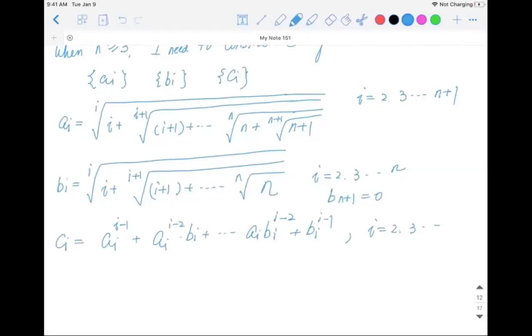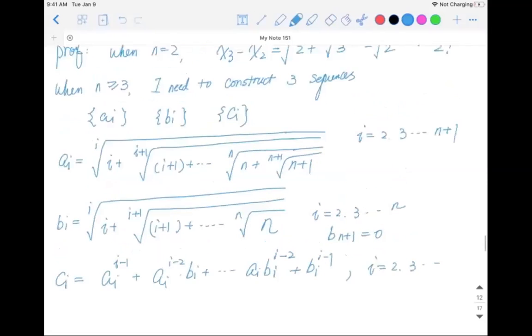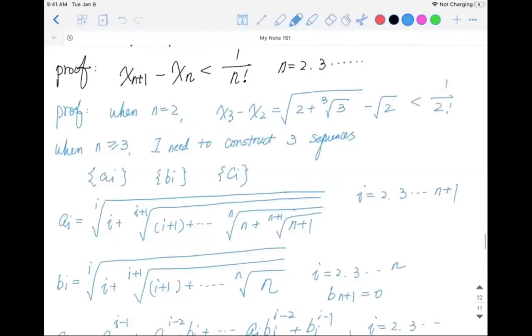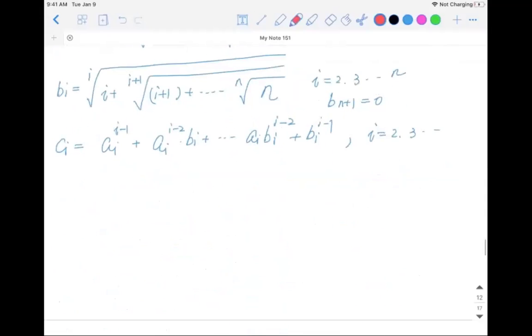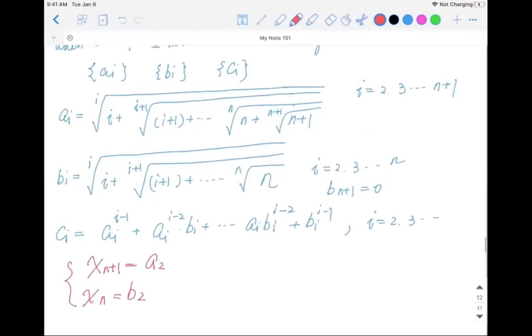All right. Why am I doing this? I'm doing this for a reason, because I want to use my AI, BI, CI to denote whatever needs to be proved or whatever is given by the question. Right? So a quick observation you can find out: actually, x n plus 1 equals A2, and x n equals B2. Is that right?